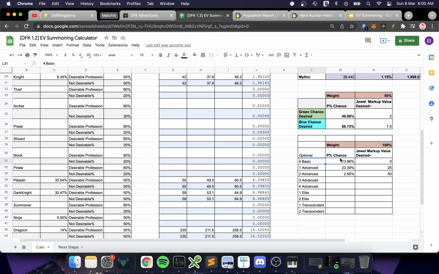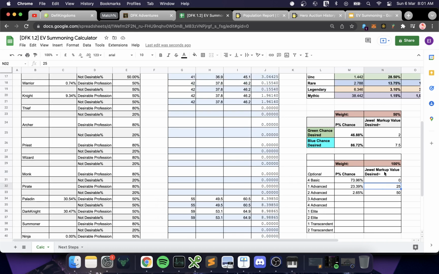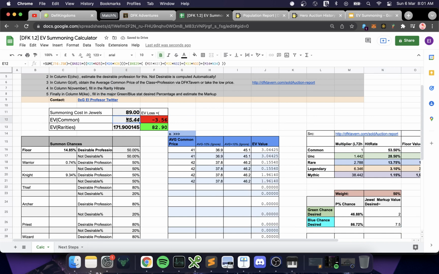But then you have to use math to basically figure out what's the chance to just get 1 advanced, right? Or what's the chance to get 2 advanced? So I put it here, and then I put in a jewel markup if desired, so 25 or 50 for this advanced one, but let's use the weight at 50% as well. But you can see here now that my EV of a common is 85 jewels, and I have to spend 89 to summon it, right? So I kind of lose out here.